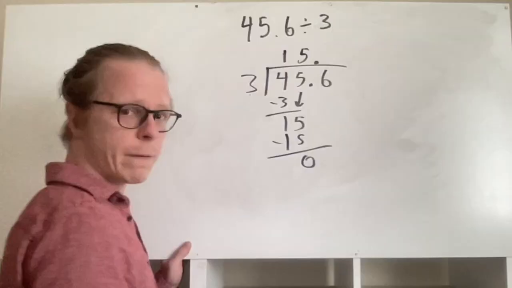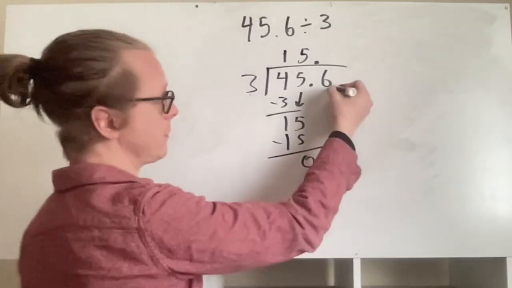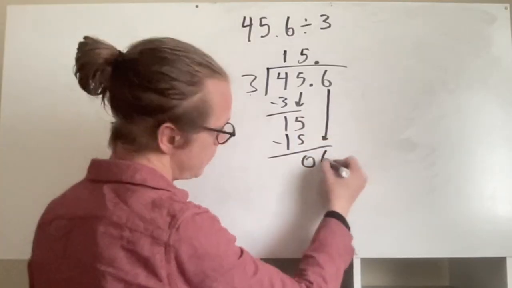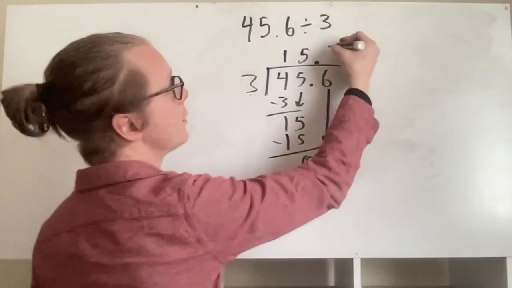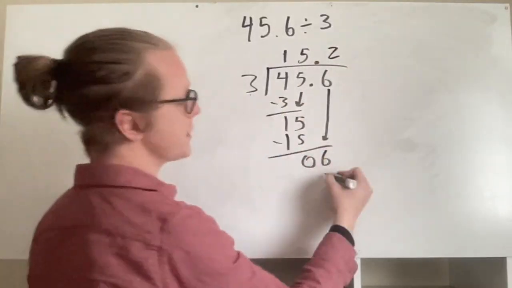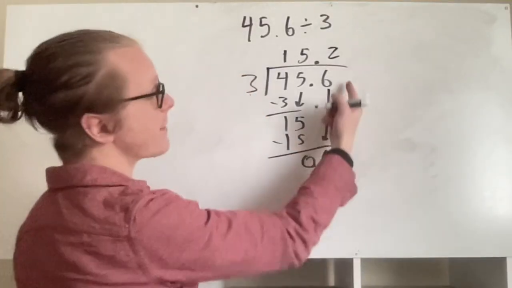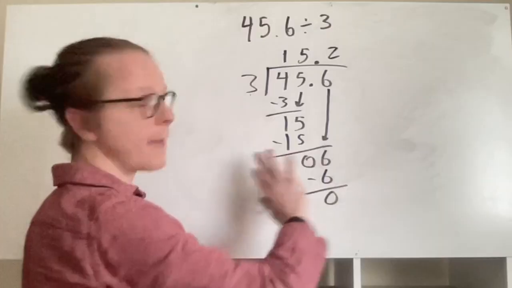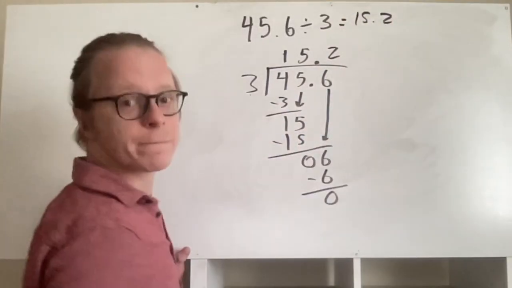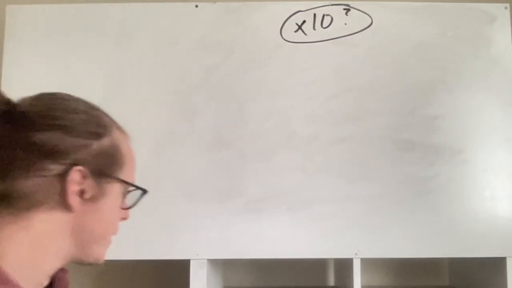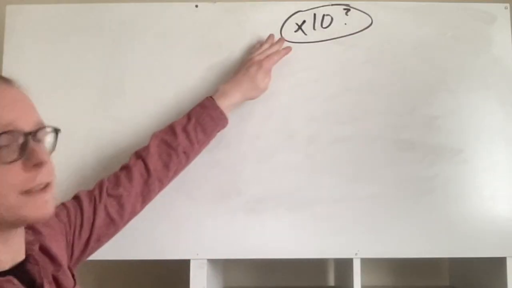So are we done? No, we're not done, right? Because we still have another digit that we have to bring down, being the 6. And finally, can 3 go into 6? Yes, it can. 2 times. 2 times 3 is 6. So now there's nothing left over, and there's no other digits left that I have to bring down. So at this point, we know that we're finished. 15 and 2/10.